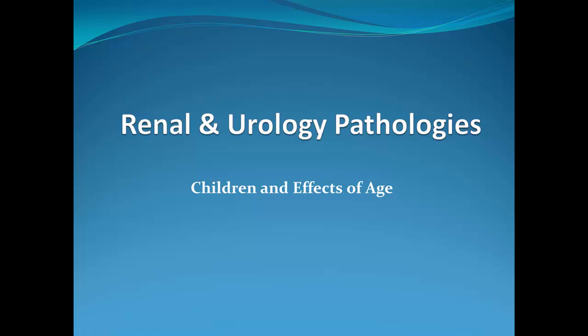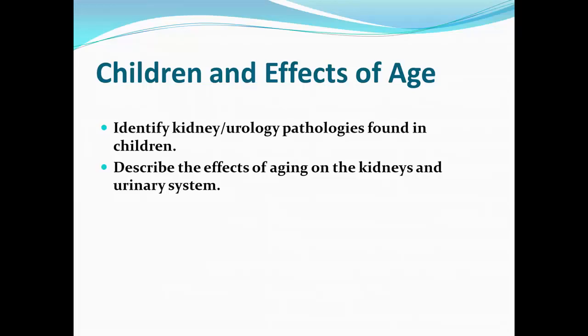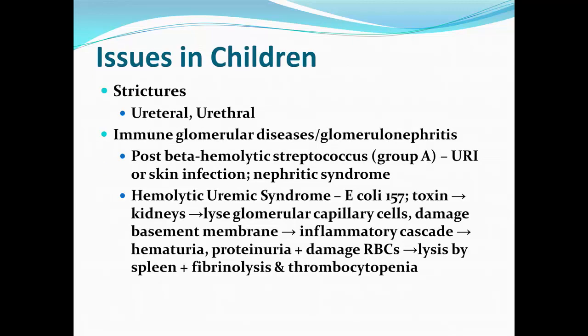As with almost all of the systems we've talked about, there are some specific things we should think about in terms of children and the effects of age in the renal as well as the urinary system. So we're going to look at kidney and urology pathologies that are more specific to children, and then we'll summarize the effects of aging on the kidneys and the urinary system as well.